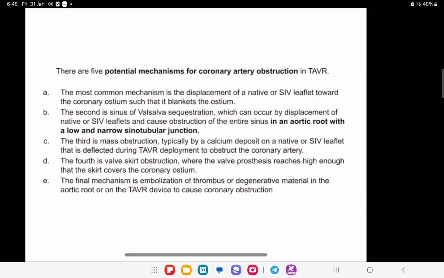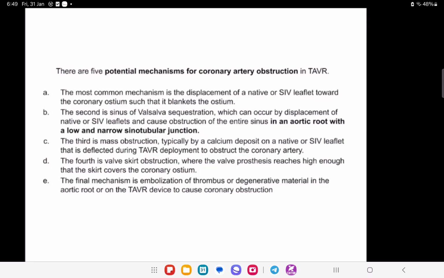There are 5 potential mechanisms for coronary artery obstruction in TAVR. The most common mechanism is displacement of the native or surgically implanted valve leaflet towards the coronary ostium, such that it blankets the ostium. The second is sinus of Valsalva sequestration, which can occur by displacement of the native or surgically implanted valve and cause obstruction to the entire sinus in an aortic root with a low or narrow sinotubular junction. Third is mass obstruction, typically by a calcium deposit on a native or surgically implanted valve leaflet that is deflected during TAVR deployment to obstruct the coronary artery.